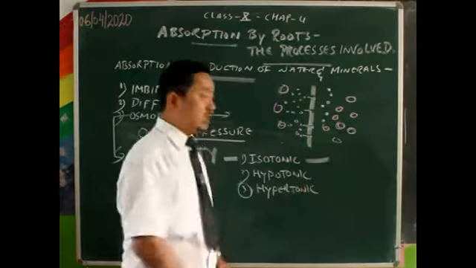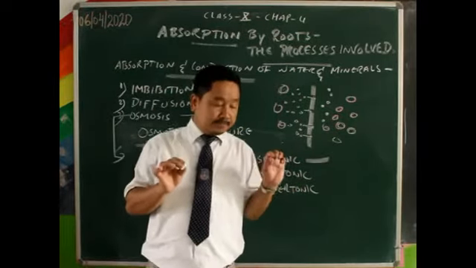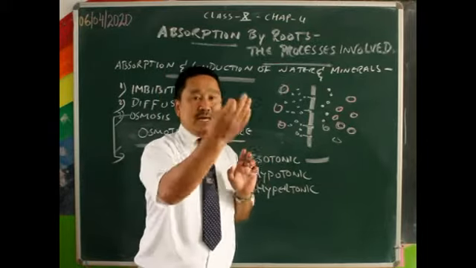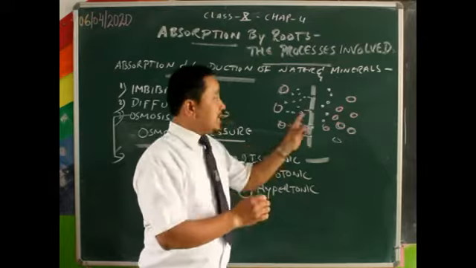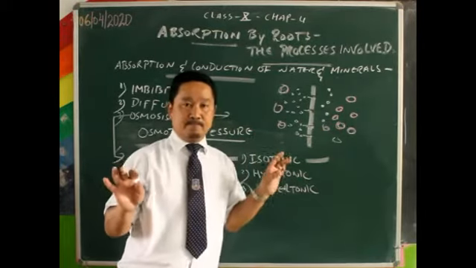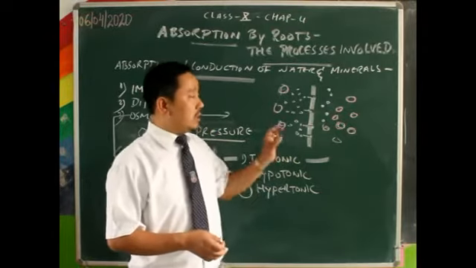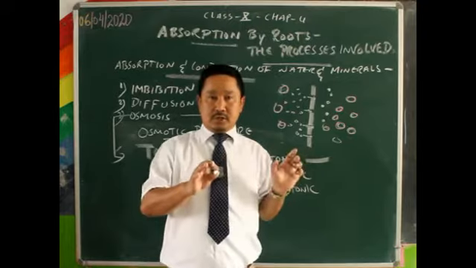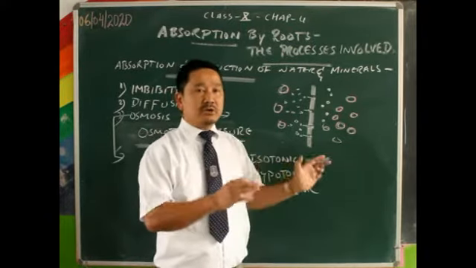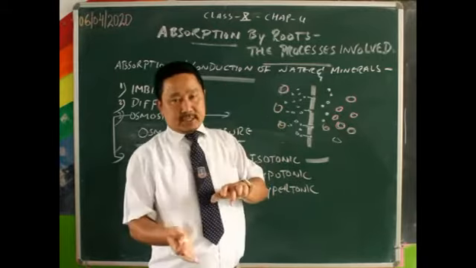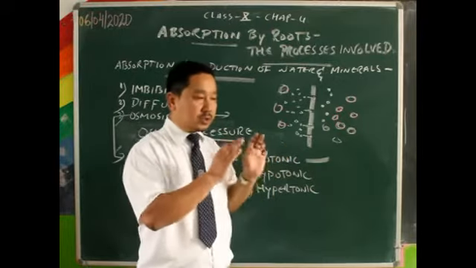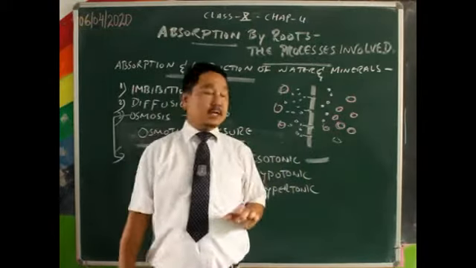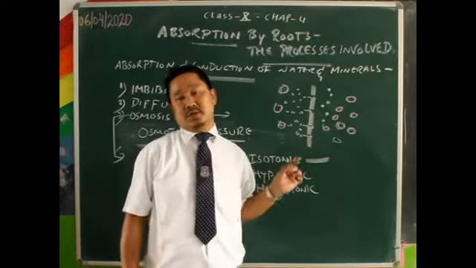Let us see now. Isotonic. Isotonic is the solution when the concentration of the solution on both sides, that means inside the cell and outside the cell, is the same. When it is equal on both sides. When the water molecules, which are the solvent here, and the solutes, which are minerals here, outside and inside the cell, are equal, when the concentration of these two components of the solution is the same on both sides, that particular condition of the solution is called isotonic solution.